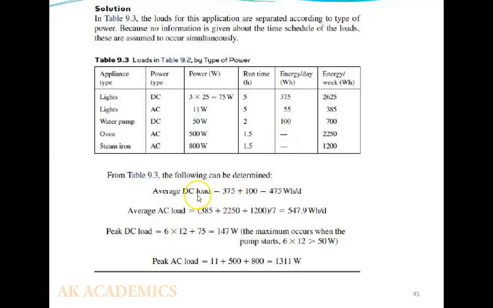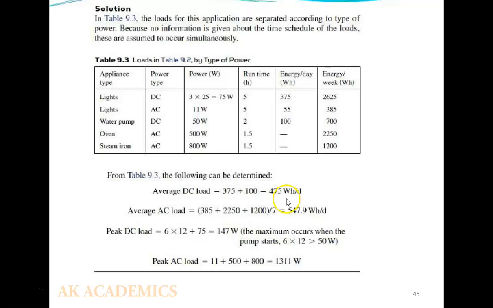What is going to be the average DC load? You will notice that for the DC, this is what we do have. How many DC appliances do we have? Just 2 DC appliances: the lights, which is the first light, and the water pump. So total energy by the water pump is 100. Total energy by the DC lights per day is 375. So you can see the average DC load will be equal to 375 plus 100, and that would give us 475 watt hours per day. So this will be the average DC load.